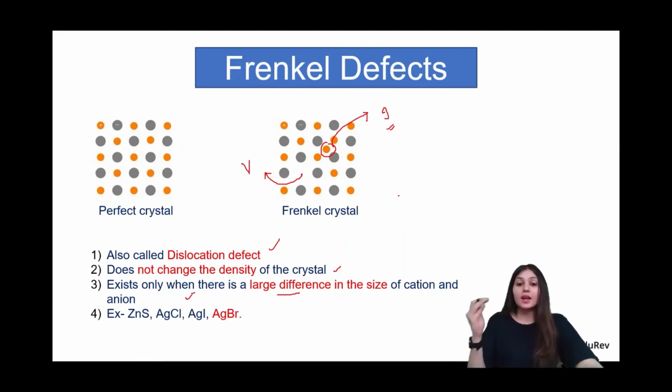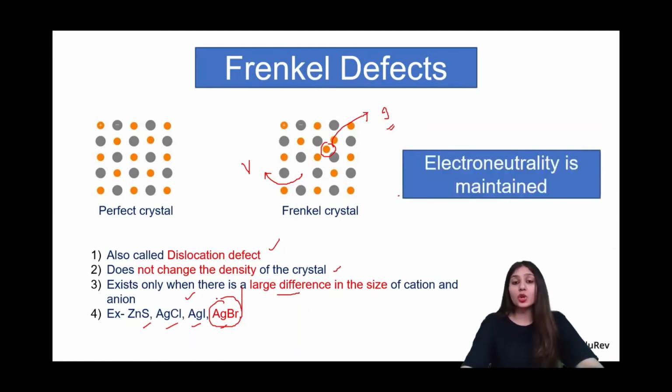Now we have examples like ZnS, AgCl, AgBr, AgI. You'll notice that I have highlighted AgBr; you'll know why in a while. All these solids have a large difference in the sizes of cations and anions. That's why we have Frenkel defects there. Before we move to Schottky defects, we should know that electrical neutrality is always maintained, because it's just a dislocation. There's no alteration in the charge.